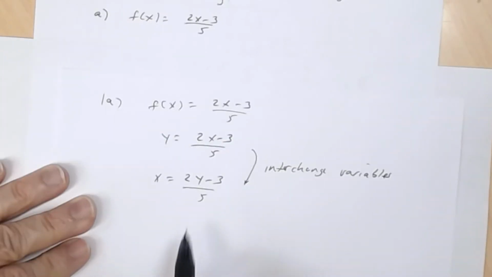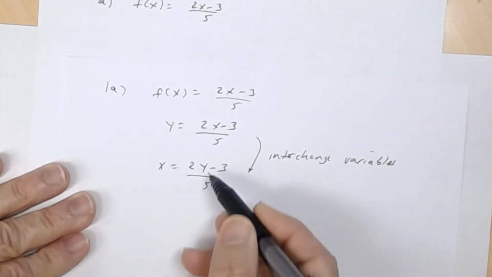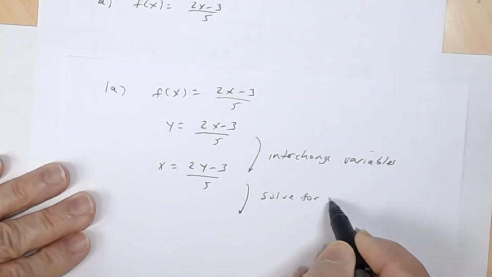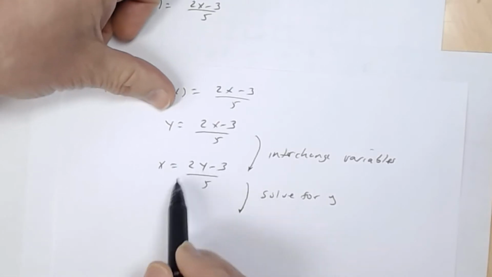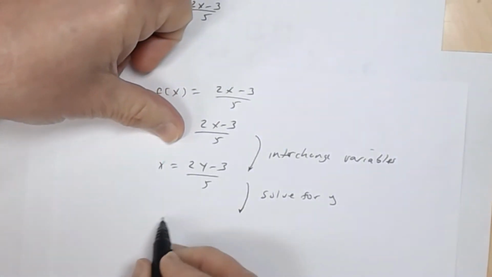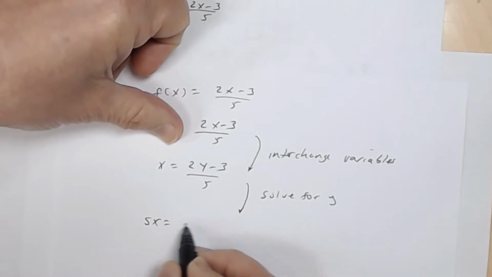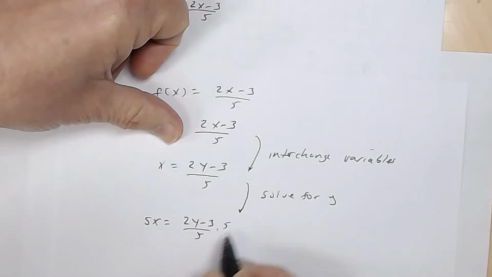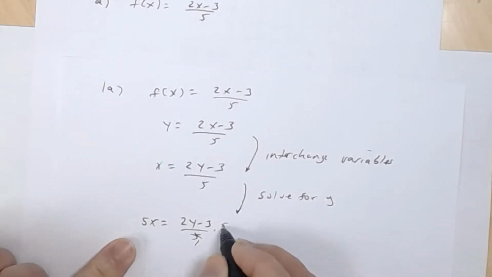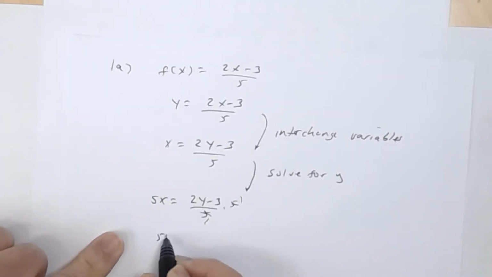And then step 3, or the next step, would be to solve for y. So when I solve for y, let's go ahead and get rid of this denominator. So multiply both sides by 5. And so when I do that, I get 5x equals (2y minus 3) divided by 5. So I multiply both sides by 5. I rewrote this over and said times 5, times 5. These 5's divide out. So I get 5x equals 2y minus 3.